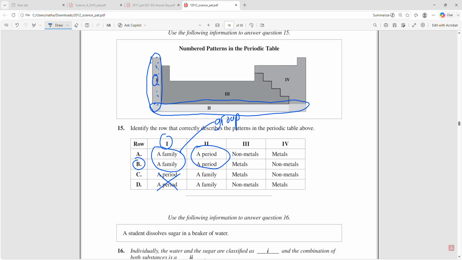What's next? 3 is either going to be nonmetals or metals. Everything to the left of this staircase line here is pretty much metals. There are some metalloids in between, but the majority of everything here is metals. So we would go with metals here. Then that leaves this being nonmetals, and that is the case. These are generally nonmetals, except maybe some metalloids in this area, so that gives us answer B.